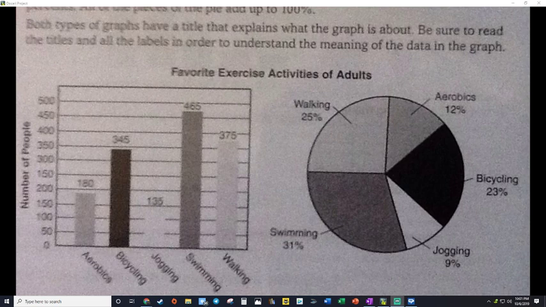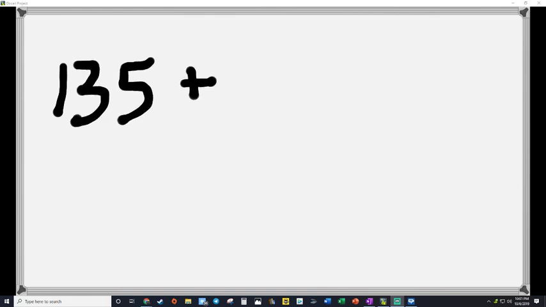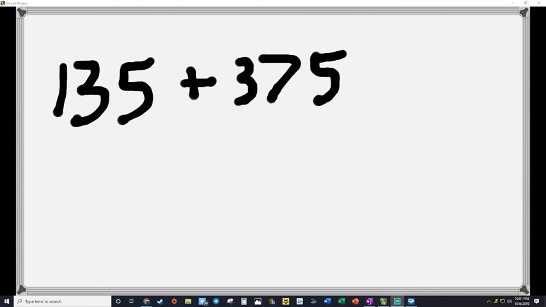Second thing we're going to do is add the number of people walking to the number of people jogging. Remember, the question asks how many more people surveyed prefer walking or jogging, which means we have to add those two together. The number of people jogging is 135, and the number of people who walked was 375, which comes out to being 510.